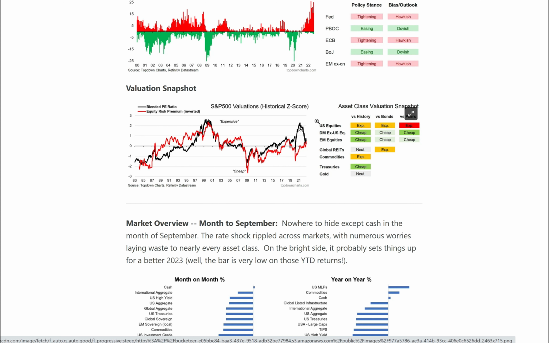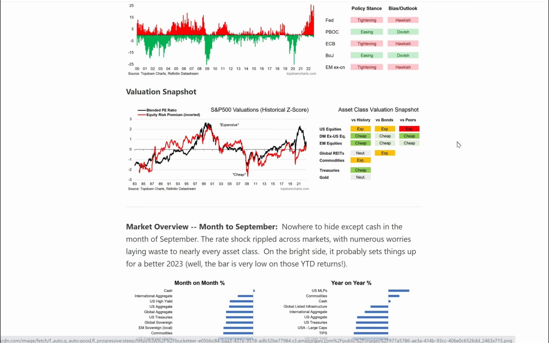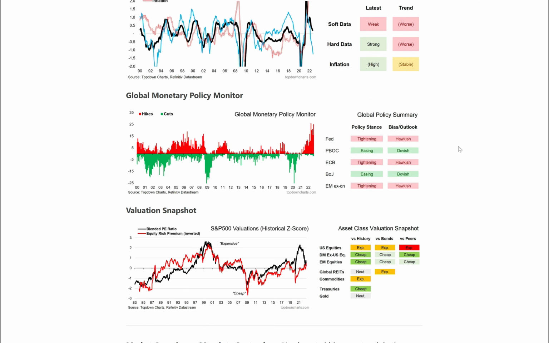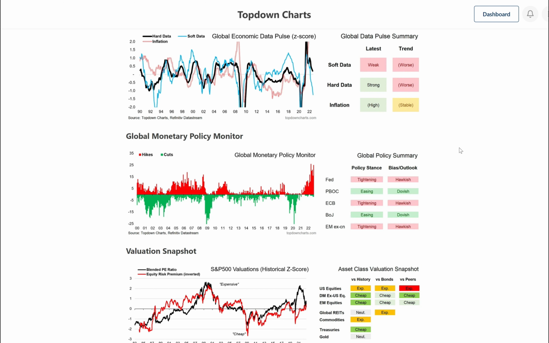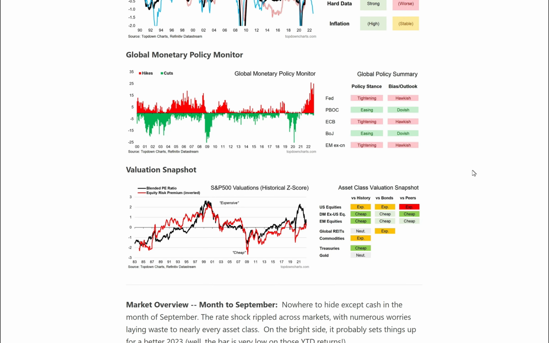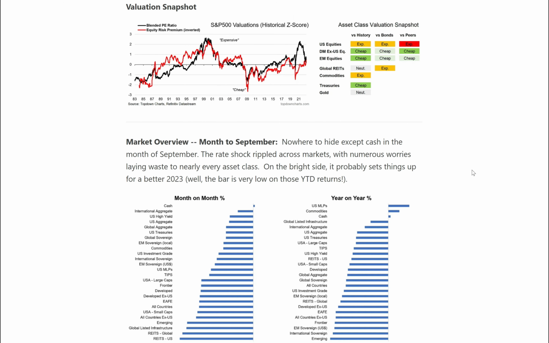That's like your absolute valuation, so the black line there, and then versus bonds, for example, for the equity risk premium or yield spread, and then versus their peers, which is just for US equities and the rest of the equities there. So again, if you just looked at these three charts every month, that would give you a substantial advantage over most people that are just following the news or the noise, trying to figure things out. So that by itself is pretty powerful, and that's how you would use it.